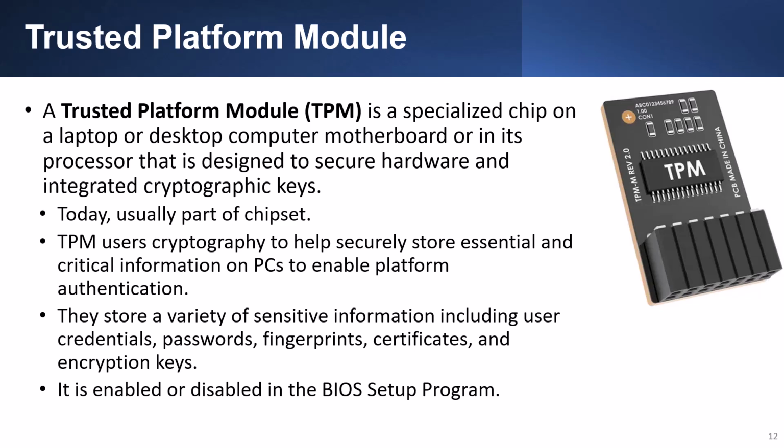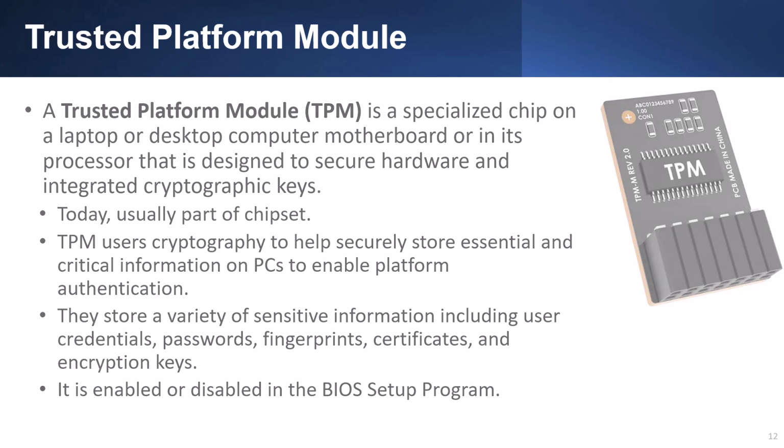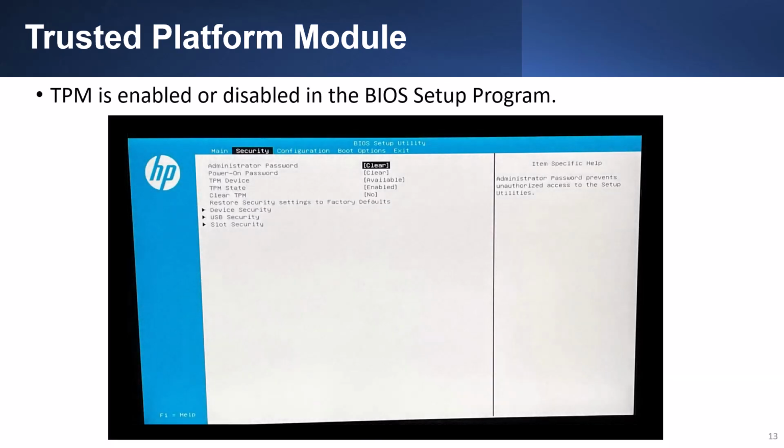A Trusted Platform Module, or TPM, is a specialized chip on a laptop or desktop computer motherboard or in its processor that is designed to secure hardware and integrated cryptographic keys. Today, it is usually part of the chipset. TPM uses cryptography to help securely store essential and critical information on PCs to enable platform authentication. They store a variety of sensitive information, including user credentials, passwords, fingerprints, certificates, and encryption keys. It is enabled or disabled in the BIOS setup program. This slide shows that you can enable or disable the TPM on the motherboard.